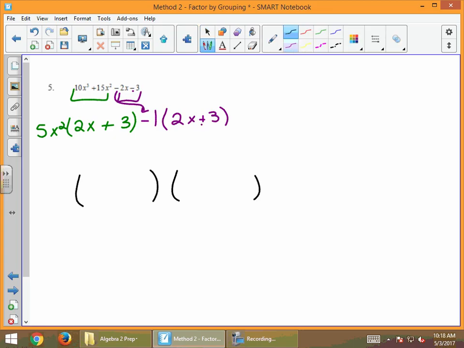Parentheses. What's going to go in the first parenthesis? 2x plus 3. What's going to go in that back parenthesis? Perfect. 5x squared minus 1.